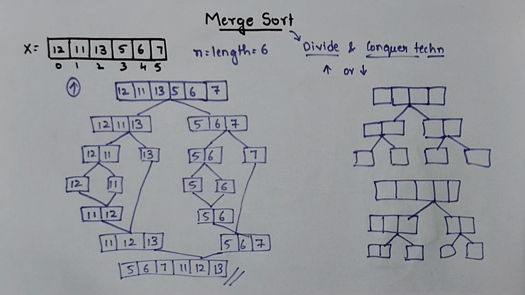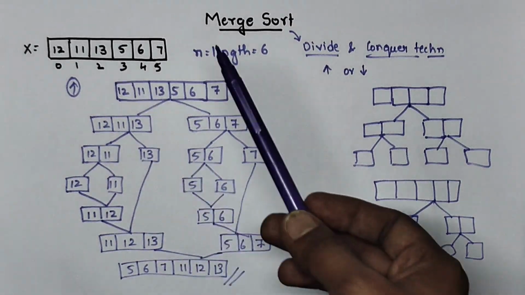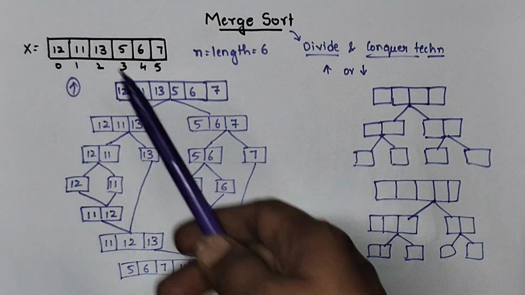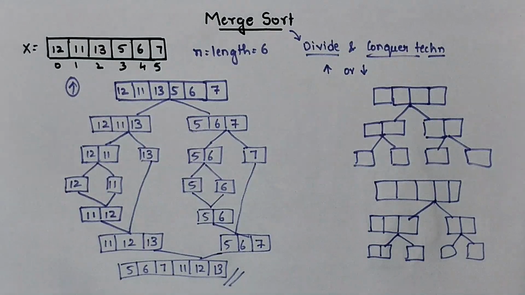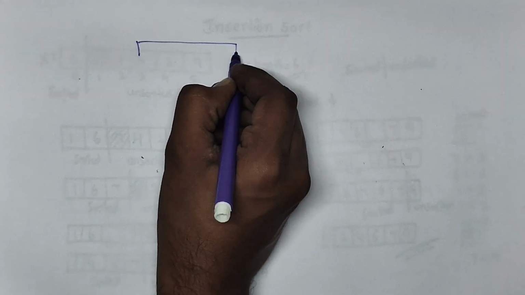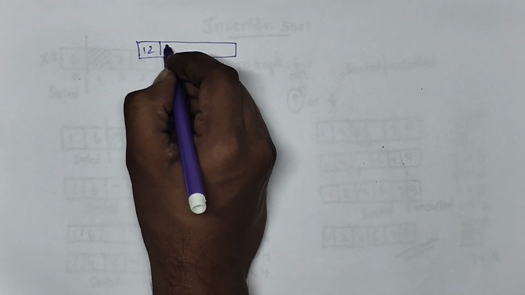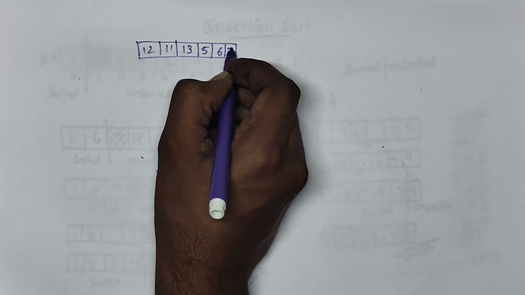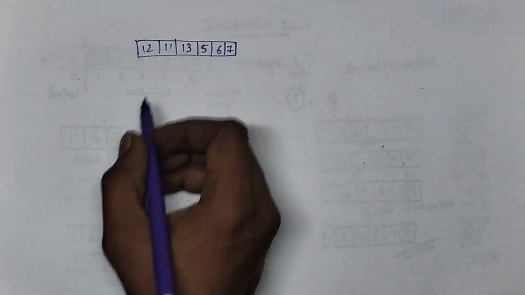So what you did? You sorted the given list of elements in the increasing order using merge sort. Now let's see how to sort the same problem using decreasing order sorting. So what were the elements? The elements were 12, 11, 13, 5, 6 and 7. Same thing we will be applying. First let's divide, then let's conquer.